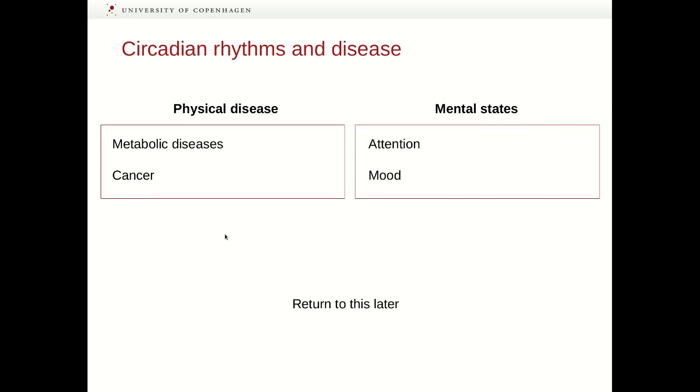Indeed, circadian rhythms are related to a number of diseases, both physical, like metabolic diseases, cancer, cardiovascular diseases, but also the mental states also show a strong circadian component. It could be your attention during the day or your mood during the day that has a circadian component, but we'll return to these topics later.